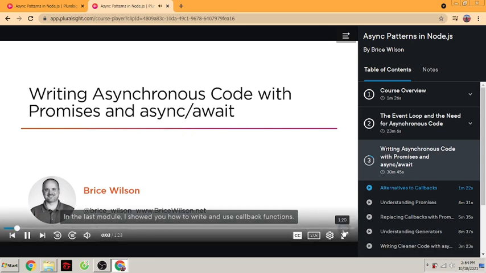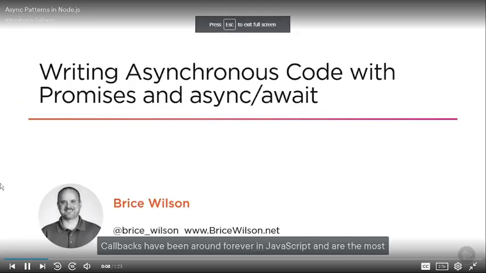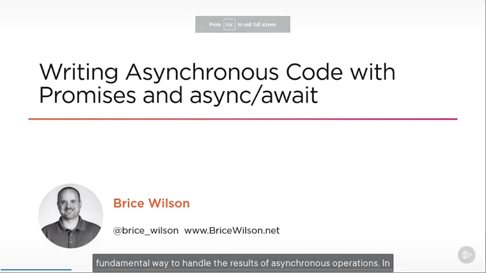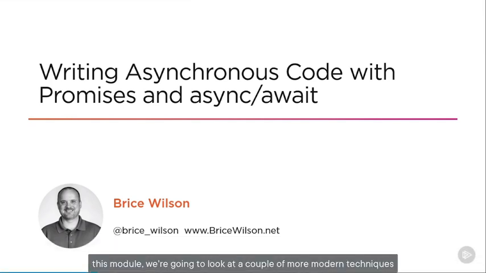In the last module, I showed you how to write and use callback functions. Callbacks have been around forever in JavaScript and are the most fundamental way to handle the results of asynchronous operations. In this module, we're going to look at a couple of more modern techniques for writing asynchronous code, promises and async await. We'll first take a look at promises.